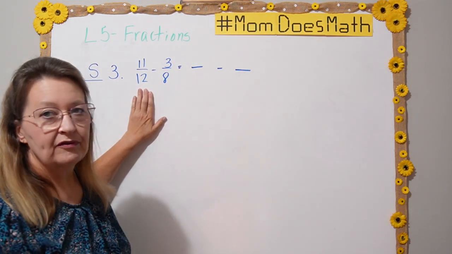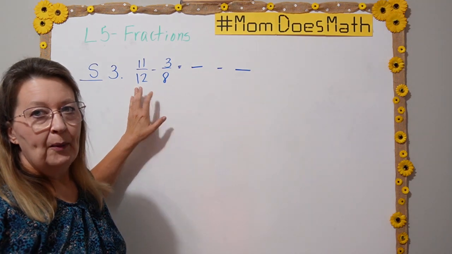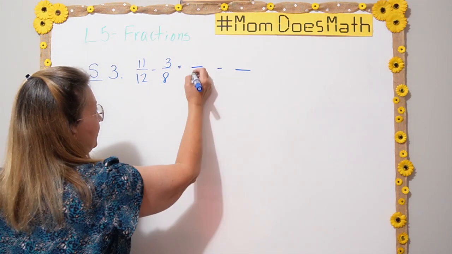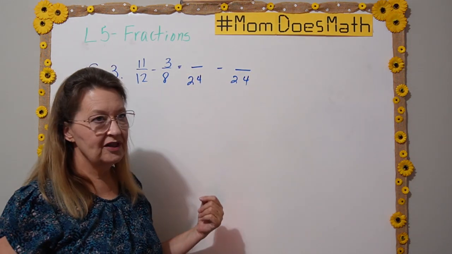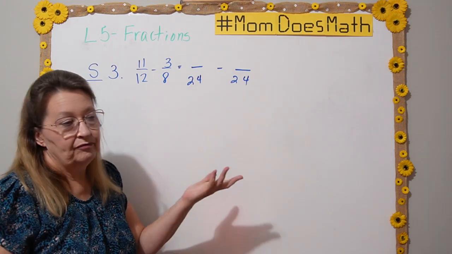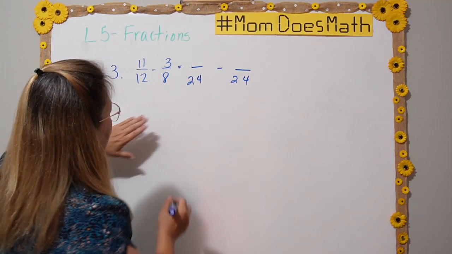What are multiples of 12? Well, there's 12. 8 won't go into 12. But 12 times 2 is 24, and both of these will go into 24. So could you just multiply 8 times 12 and use that number? Yeah, but it's going to be a big number, and you're going to have to reduce. So, you know.